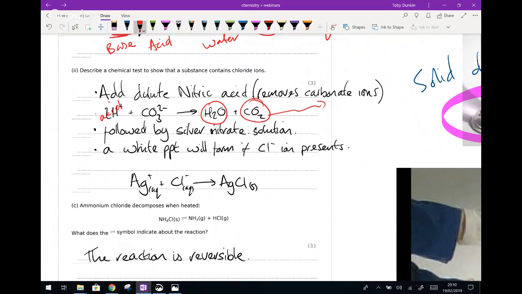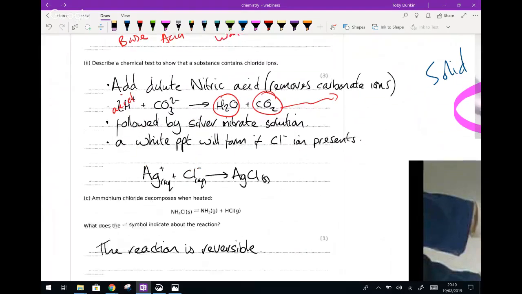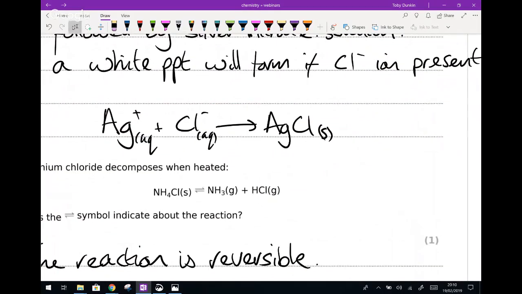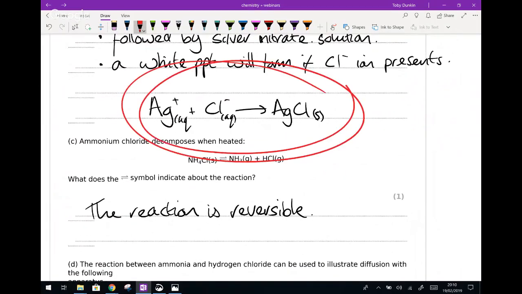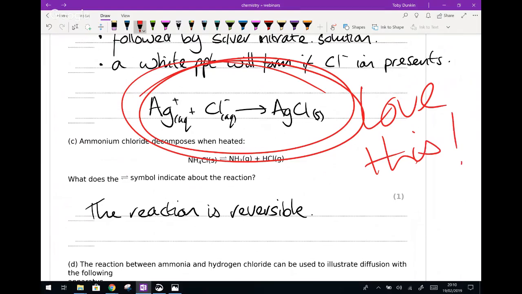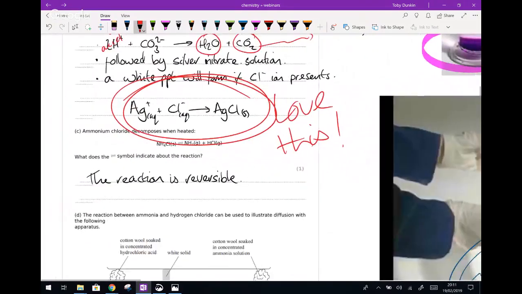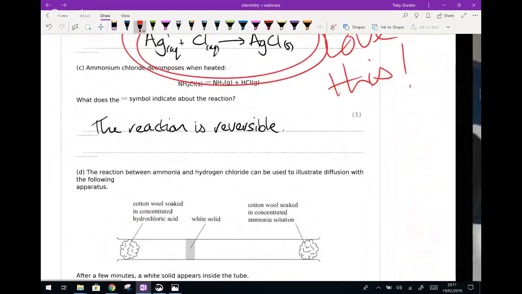ions, followed by silver nitrate solution, a white precipitate forms, and here is my ionic equation. Ag+ plus Cl- goes to AgCl. They love this. They love it. This comes up, like the ionic equation for the formation of the precipitate. They love it.